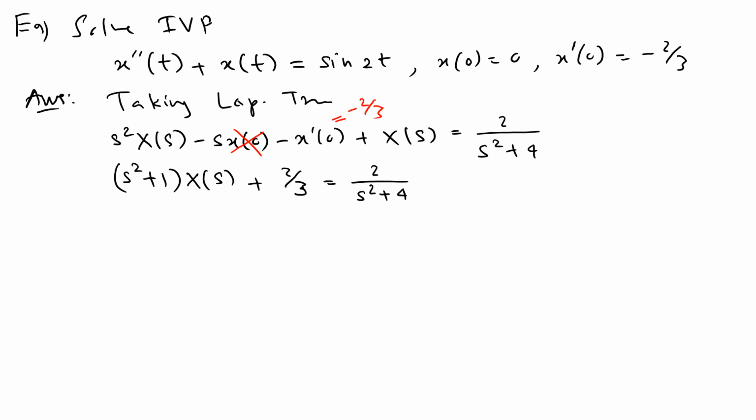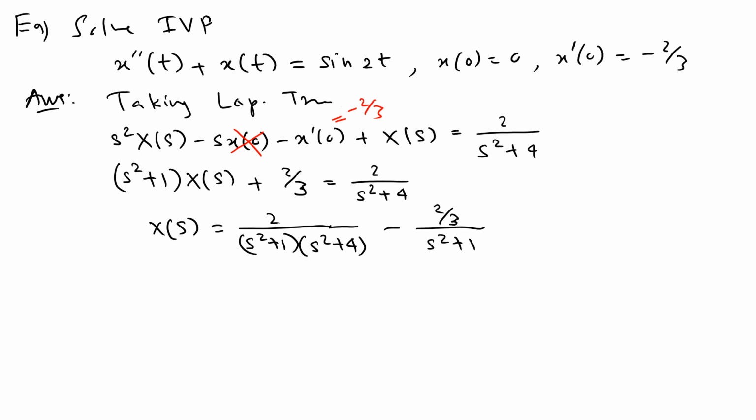Now what we can do is move the terms around and divide. So we have X(s), which is 2 over (s squared plus 1)(s squared plus 4) minus 2/3 over (s squared plus 1). And then for the first product we can use the convolution.